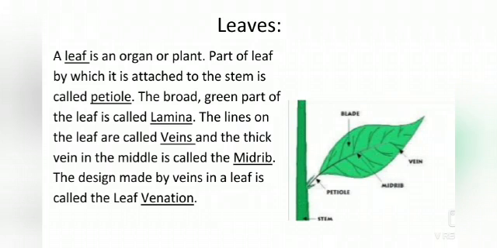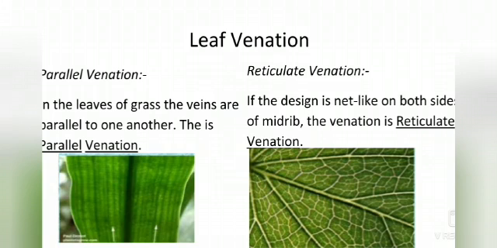The design made by veins in the leaf is called leaf venation. It is this kind of design. One line is going like this and other lines are going like this. One is here, the next one is there. So what is it? It is leaf venation. There are two types of leaf venation: one is parallel venation and the next is reticulate venation.